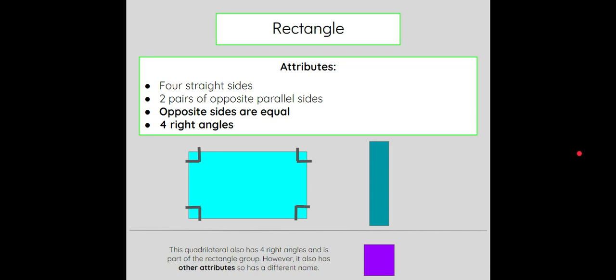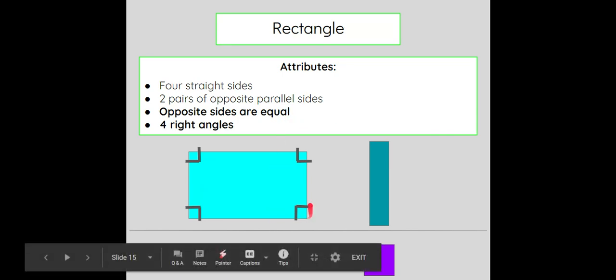Rectangles. Rectangles have 4 straight sides. They have 2 pairs of opposite parallel sides. The opposite sides are equal, and they have 4 right angles. So that's what's different from a parallelogram. Their opposite sides are equal. So this side and this side are the same length, and this side and this side are the same length. Here, same, same, same, same. And they also have 4 right angles.